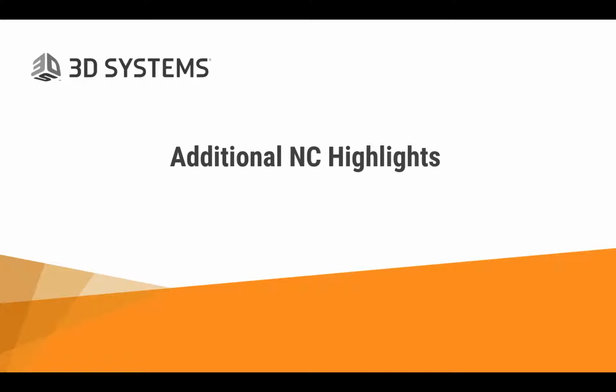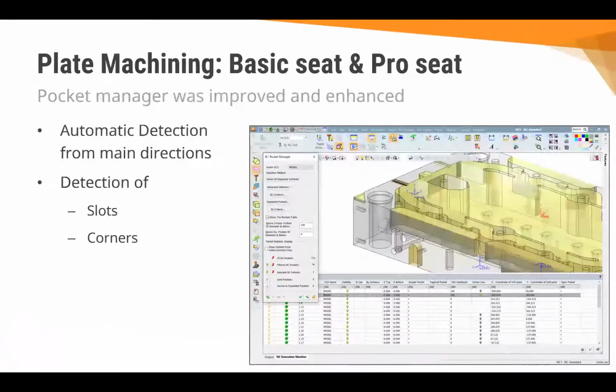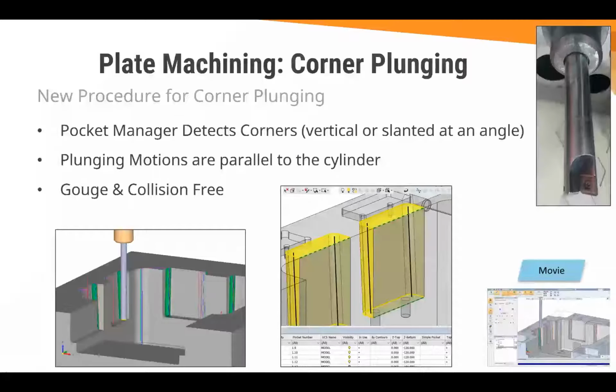So moving on to some additional NC highlights, we're going to look into plate machining. So this is some development with the plate machining set as such. So we now have the ability to auto-detect the direction of a 5-axis mill. So this is allowing us to create better operations, cleaner cuts as such. Detection of slots and corners is also implemented as such. So we can now detect that geometry even better.